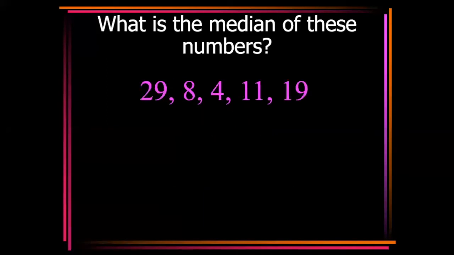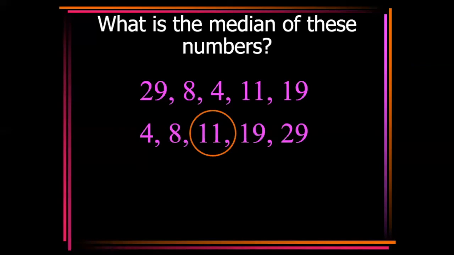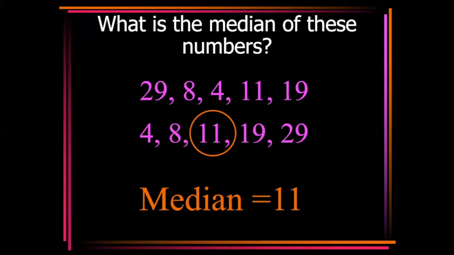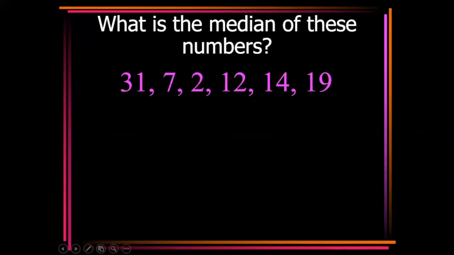How about these numbers here? What is the median of these numbers? 29, 8, 4, 11, and 19. What is the median of these numbers? Okay, let's reveal the answer. The median of these numbers, after we would have ordered them from least to greatest, equals 11. Good job to everyone who said the median of these numbers is 11.